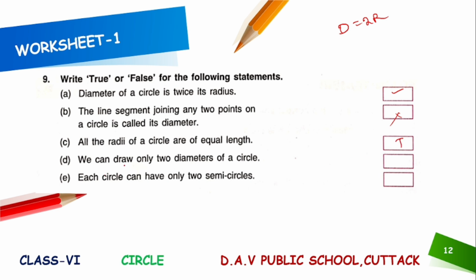And we can draw only 2 diameters of the circle. No, false. We can draw many, infinite. Each circle can have only 2 semicircles. Yes, true. How? Suppose this is a circle, then we draw a line or diameter. This converts it into 2 semicircles. This is one semicircle, this is the second semicircle. Means a circle has only 2 semicircles. Okay.